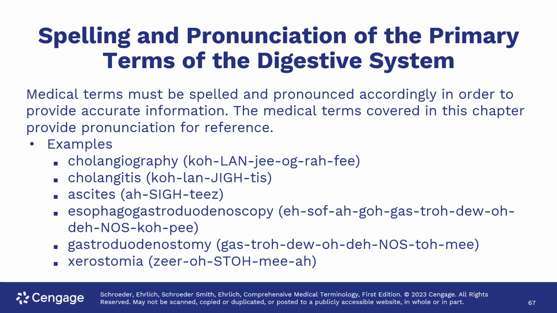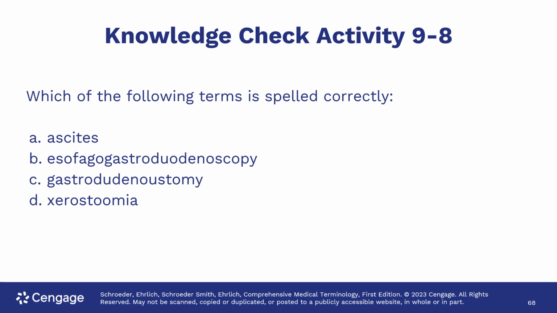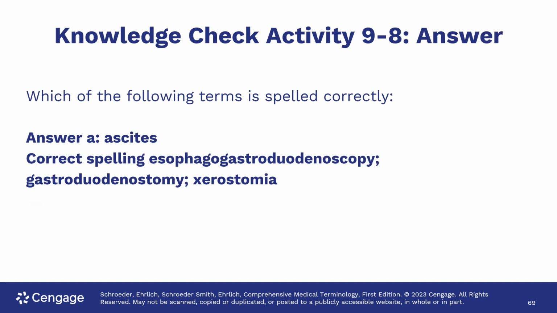I'm just going to pronounce these terms. Cholangiography, cholangitis, ascites, esophagogastroduodenoscopy, gastroduodenostomy, and xerostomia. Which one of these is spelled correctly? Ascites, the shortest one.